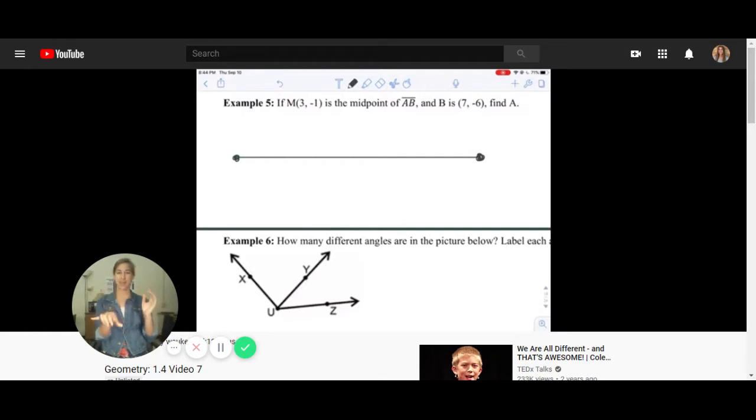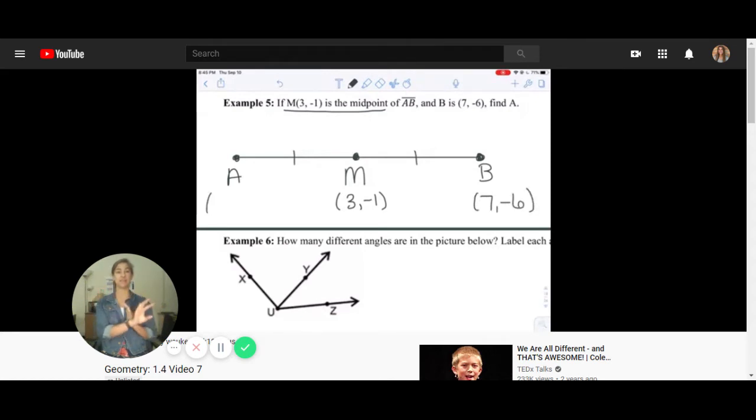Okay, so it says that M is the midpoint. So I'm going to put M in the middle. I'm going to use my hash marks to show that the segment is being split into 2 equal pieces. And I am also going to label that the coordinates of M are (3, -1). Then I also know that A and B are my endpoints. So I'm going to put those at the end of the segment. And that point B is (7, -6).